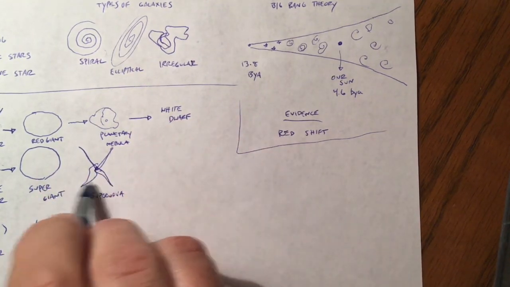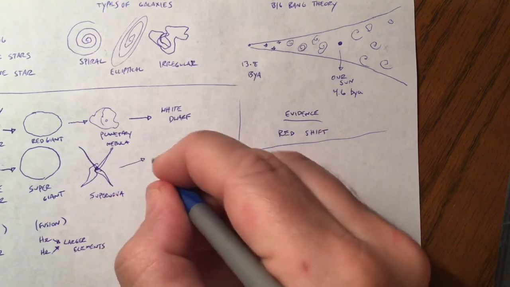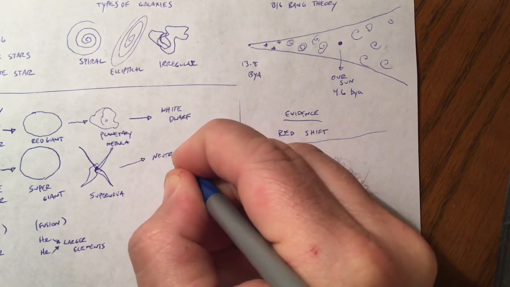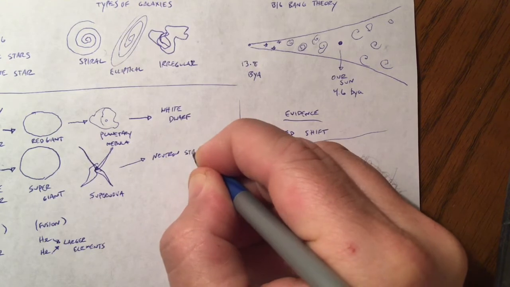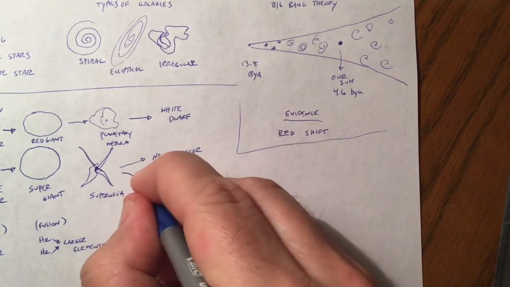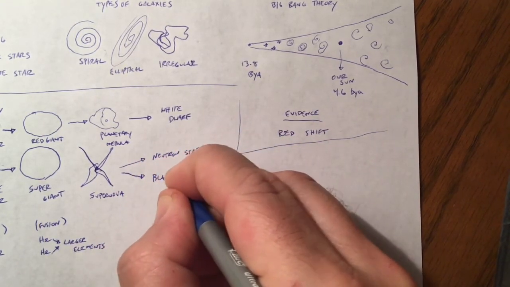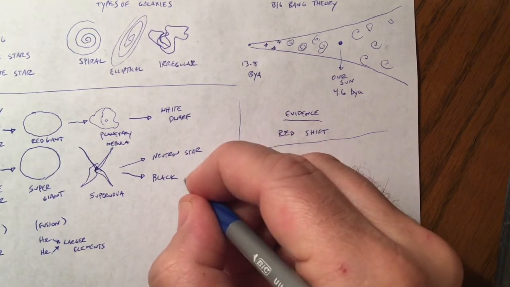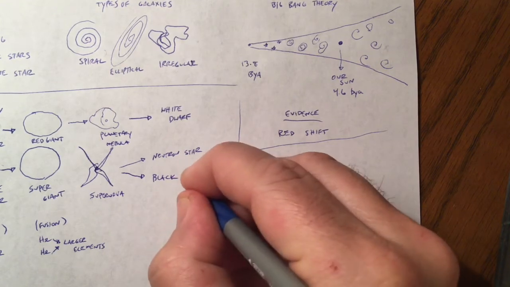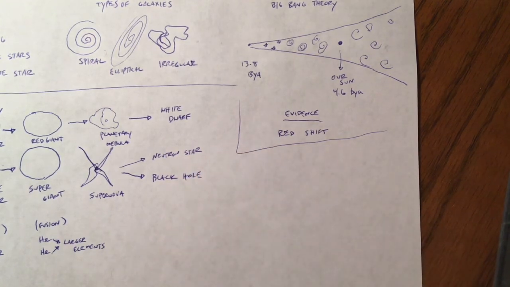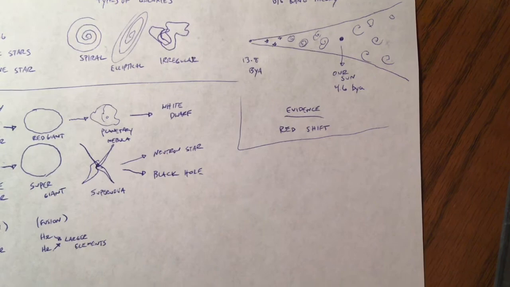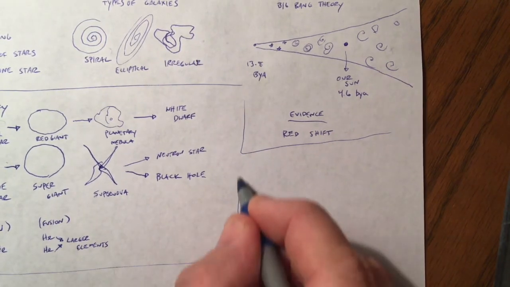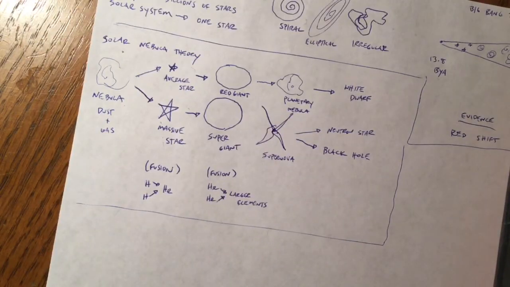If it's a supernova, that results in either a neutron star, which is also a dead star, or a black hole, which is an extremely dense star that's collapsed in on itself, and its gravitational field is so strong that not even light can escape. So I'm kind of blocking off little sections here that talk about different things. That's the solar nebula theory there.